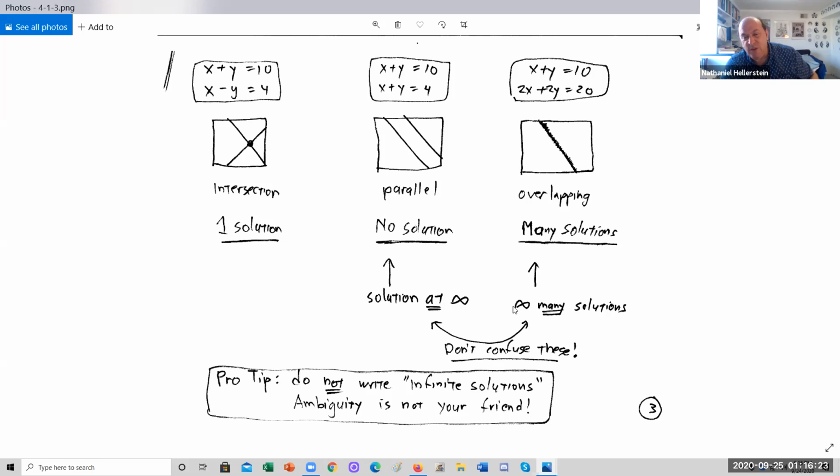Please don't confuse these. I've lost track of the number of times people would say infinite solutions, and that's ambiguous. Infinite solution, does it mean that the solution equals infinity, or there are infinitely many solutions? That's ambiguous, and in mathematics, ambiguity is not your friend. It is your friend in love and war, but that's because mathematics has standards.